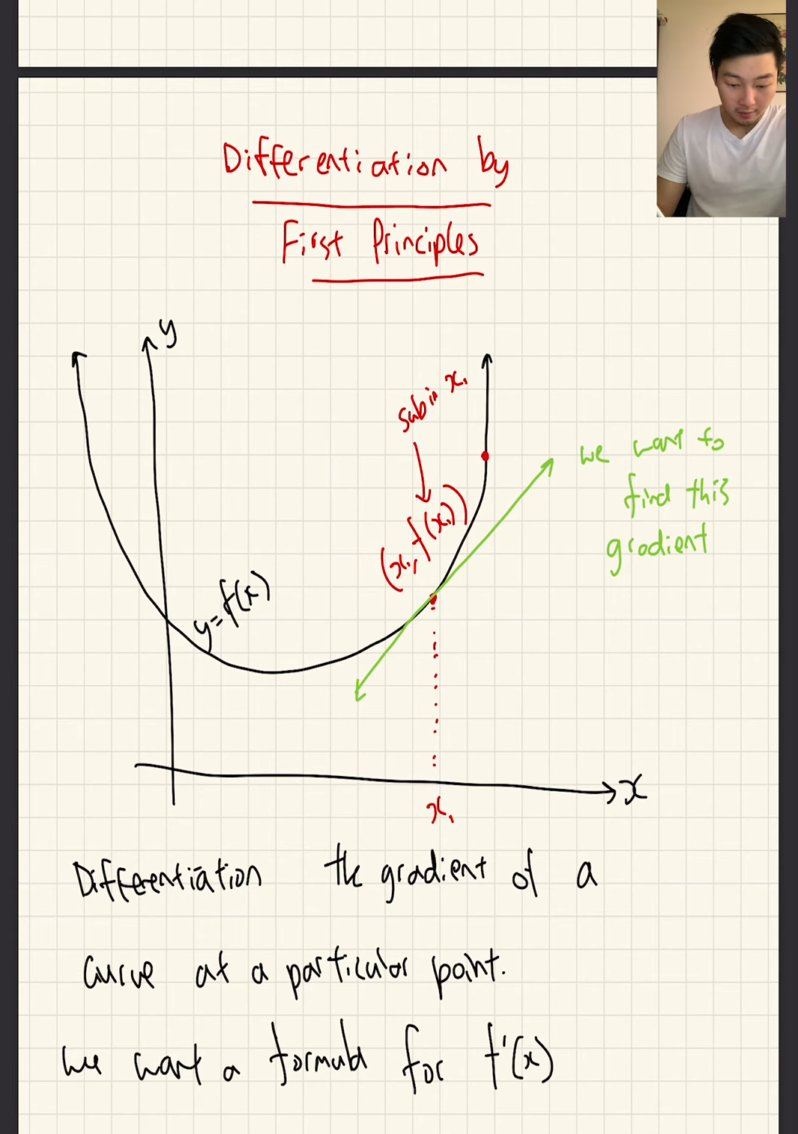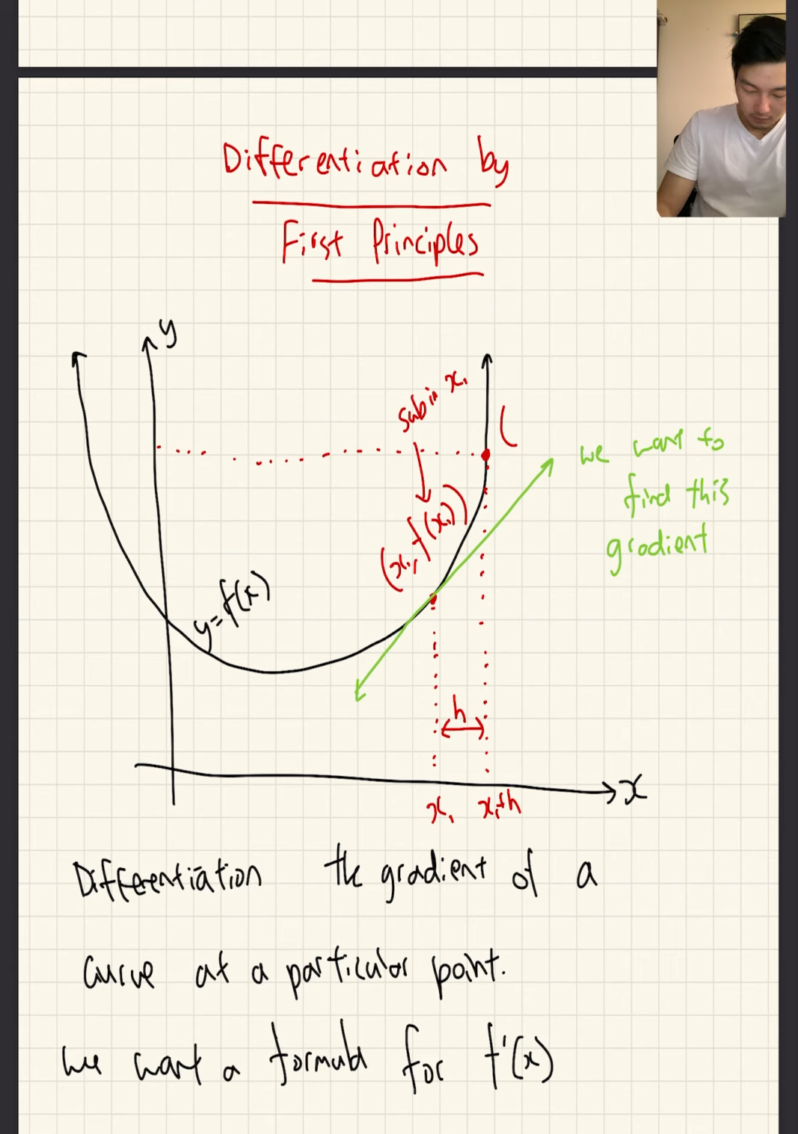And here we'll take another point. Let's move across by h. So we'll say that this point here is x1 plus h. We move along h to the right. How do we get the coordinate of this point? Well, it will simply be x1 plus h, and then we sub x1 plus h into the function. So that's these two points.